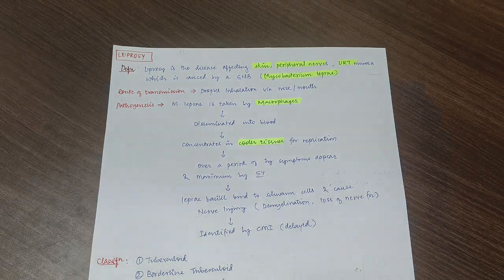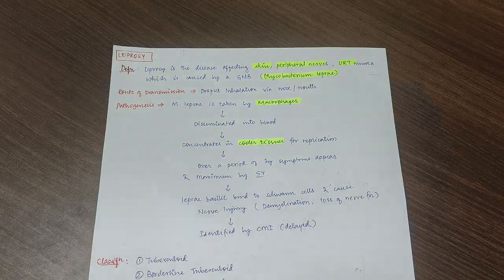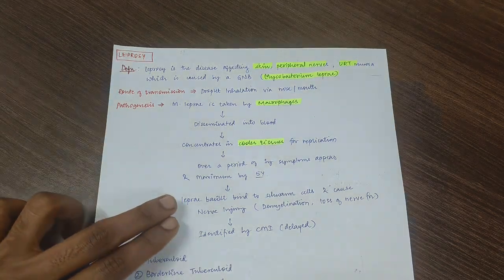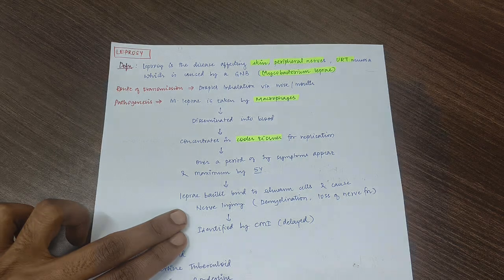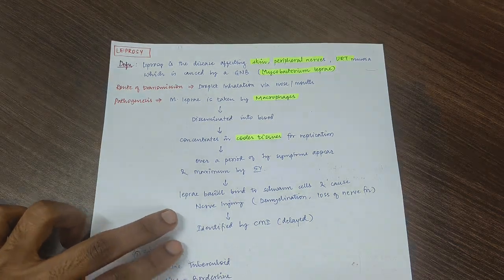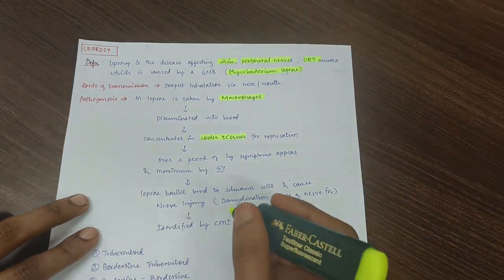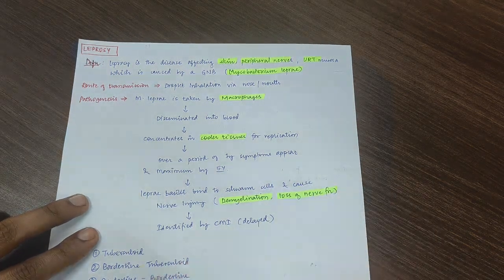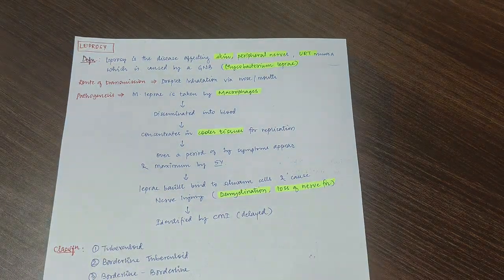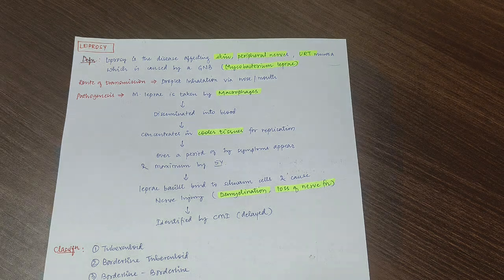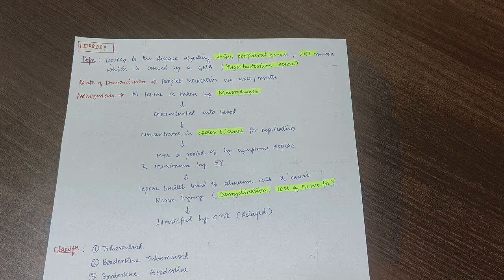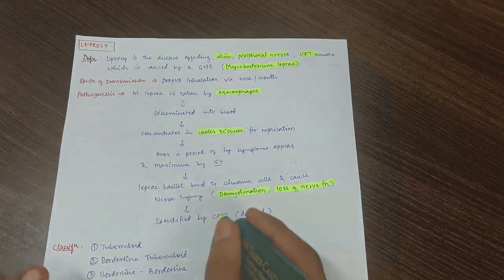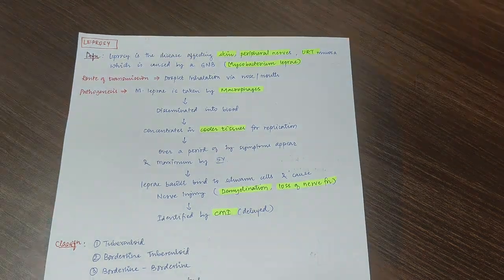Over a period of 1 year, the symptoms appear and they become maximum by 5 years. The incubation period is 5 years. The leprae bacilli bind to the Schwann cells and cause nerve injury. What are the types of nerve injury caused here? One is demyelination, the other one is loss of nerve function. These are the 2 things caused by the leprae bacilli. At last, it is identified by our great barrier cells, the CD4 T cells and CD8 T cells. And CD4 T cells bring about cell-mediated immunity, which is a delayed type.